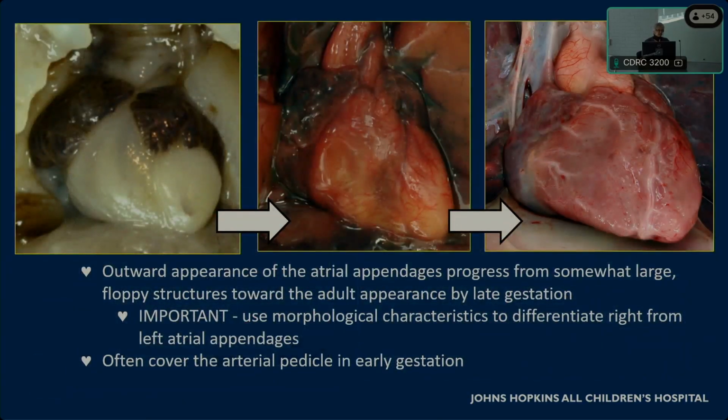So just a slide to say that the atrial appendages kind of remodel as we get through gestation, and you can see here that this newborn heart is looking very much like what we see in the adult heart.